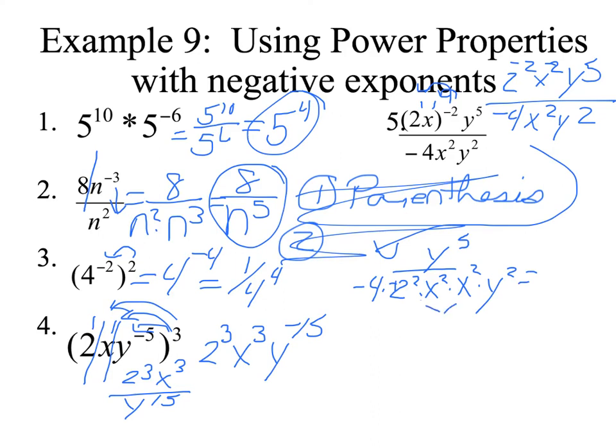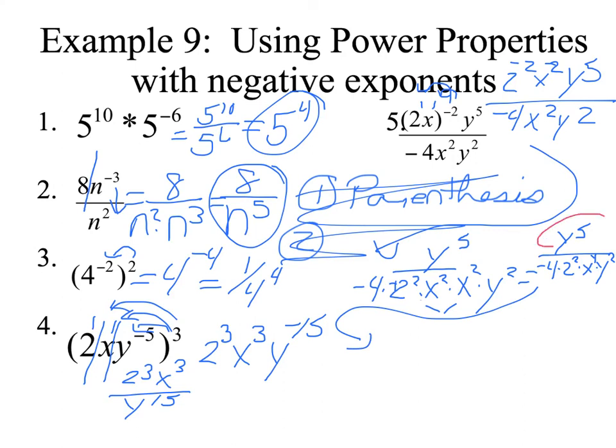I now have like terms on the bottom, so I can add those exponents together. So y to the 5th over negative 4 times 2 squared times x to the 4th times y squared. And I know I'm cramming it in there over on the side, but I want to make sure I have enough room.